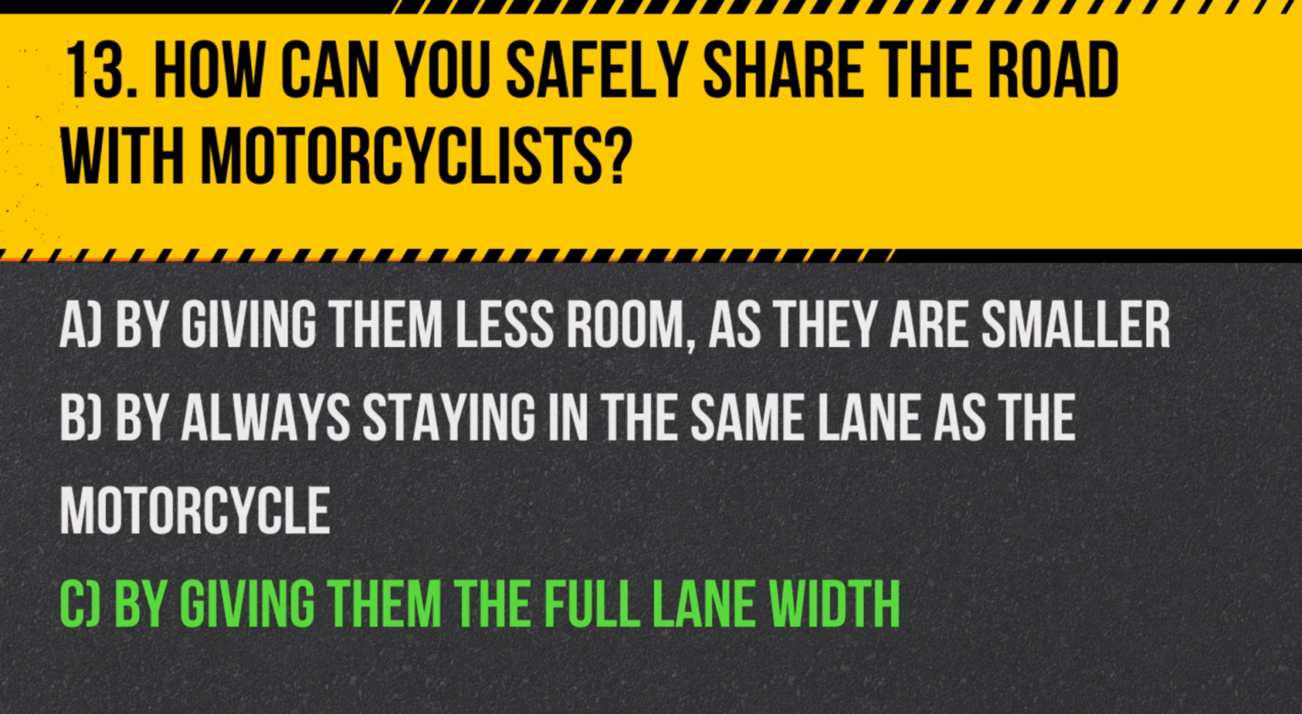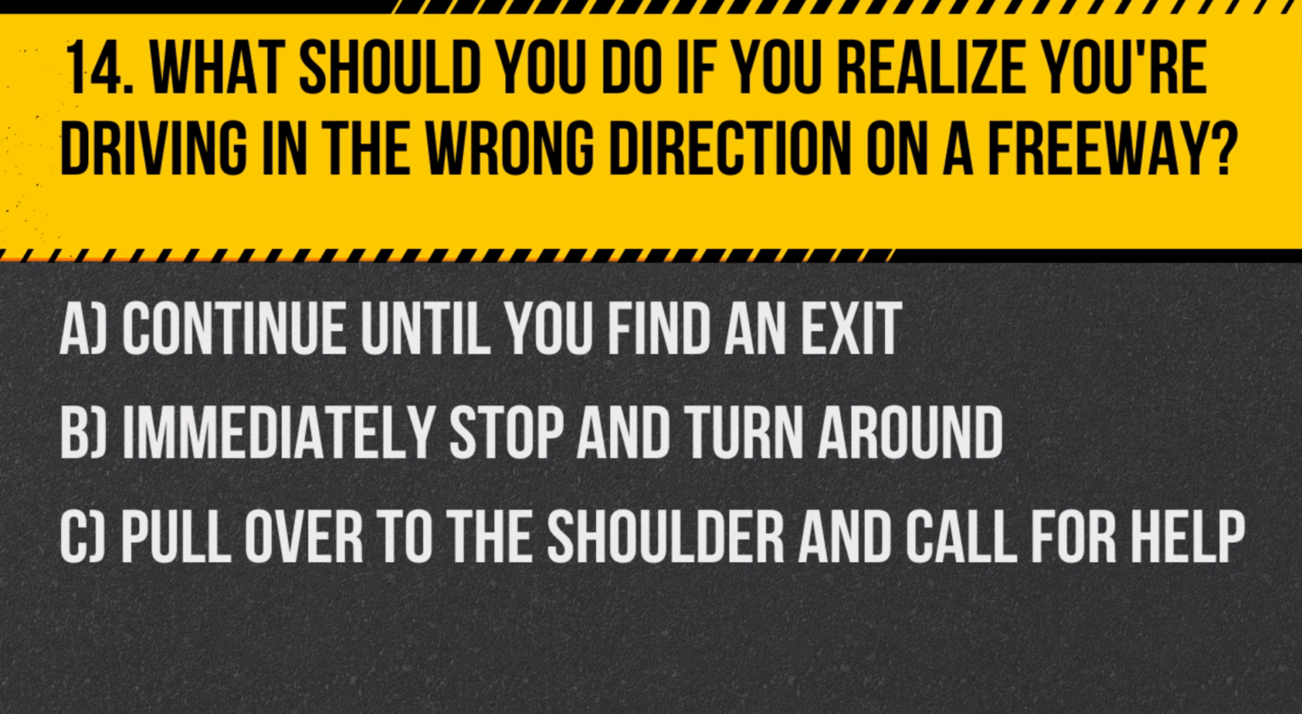their safety. Question 14. What should you do if you realize you're driving in the wrong direction on a freeway? A. Continue until you find an exit. B. Immediately stop and turn around. C. Pull over to the shoulder and call for help. Answer. C. Pull over to the shoulder and call for help. This is the safest way to handle accidentally driving the wrong way on a freeway.